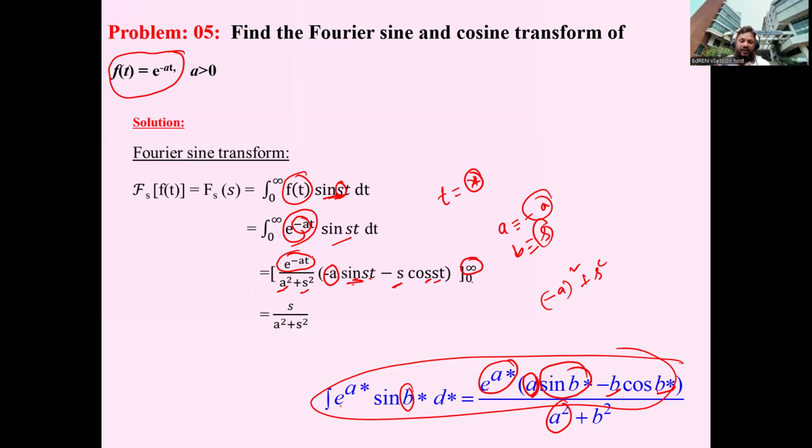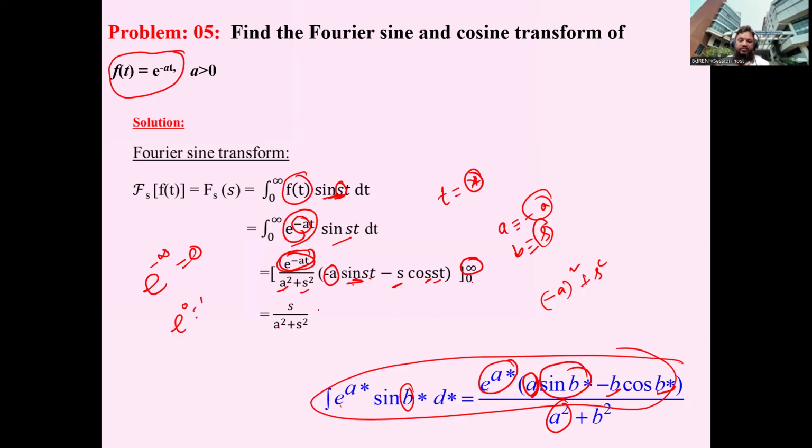When we put infinity, e to the power negative infinity, this value is 0. So after multiplication, this result will be 0. 0 times anything will be 0. Now if we put 0, then e to the power 0 will be 1.